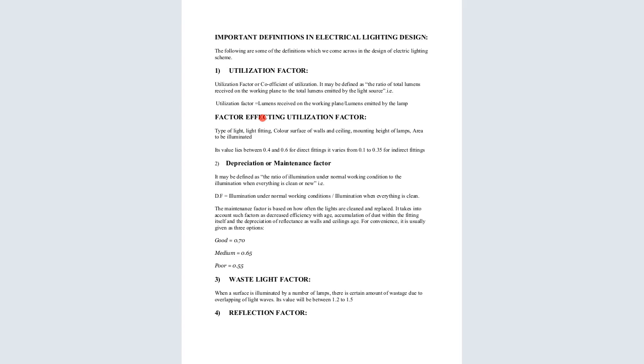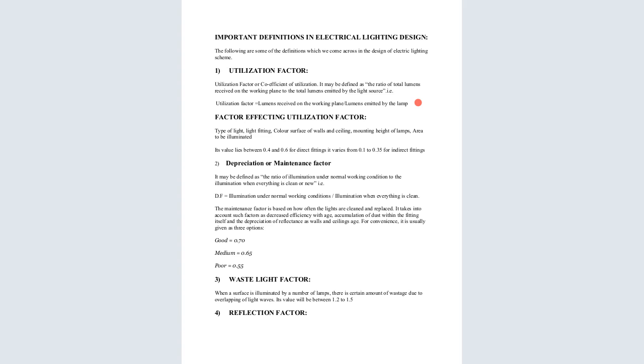So utilization factor is equal to the lumens received over the lumens emitted. These are now formulas that we're going to use, so they are very important formulas. So utilization factor is the lumens received on the working plane over the lumens emitted by the lamp. Not all lumens emitted by the lamp reach the working plane. Some of them are lost by dispersion and diffusion, as we had learned earlier on in this unit.